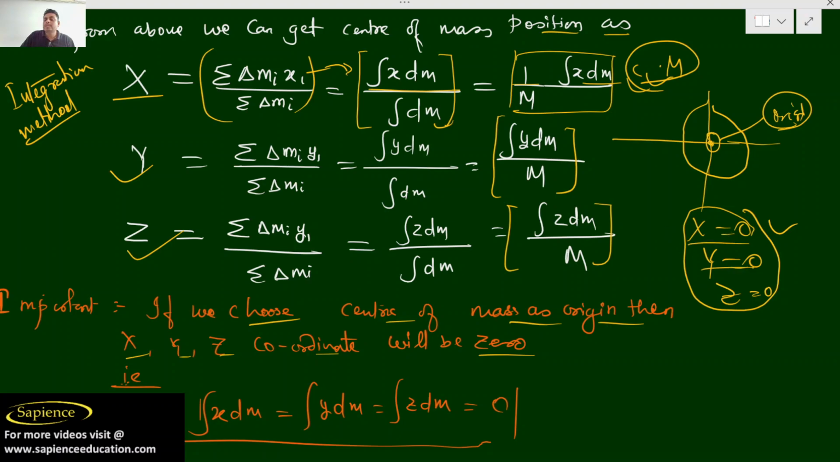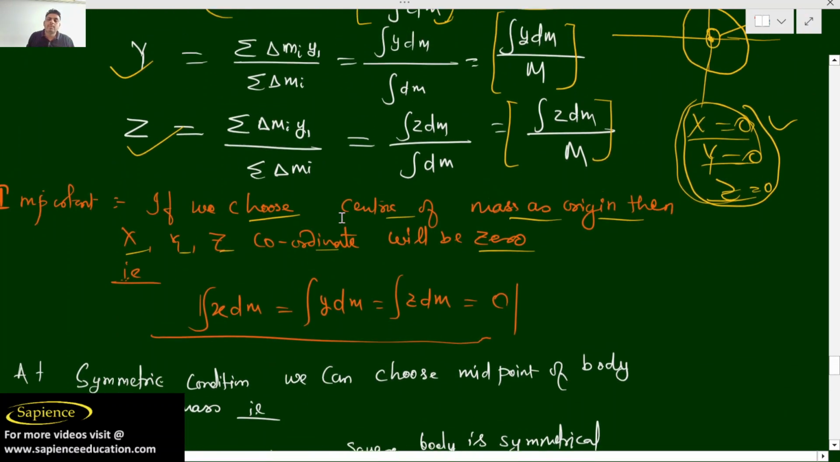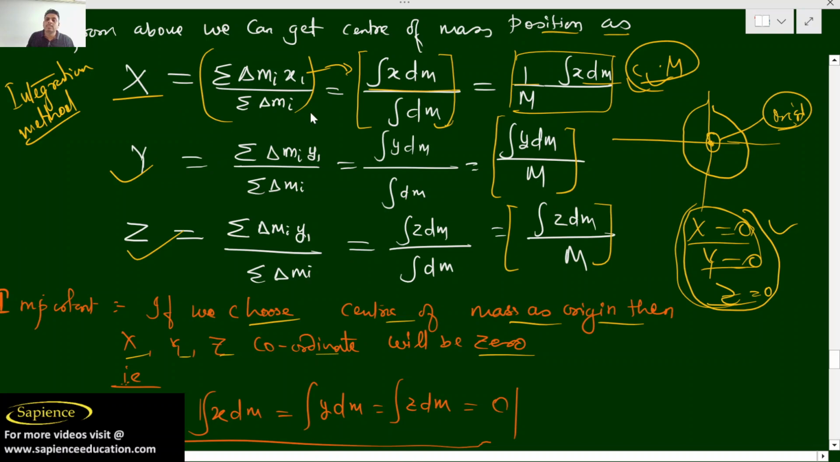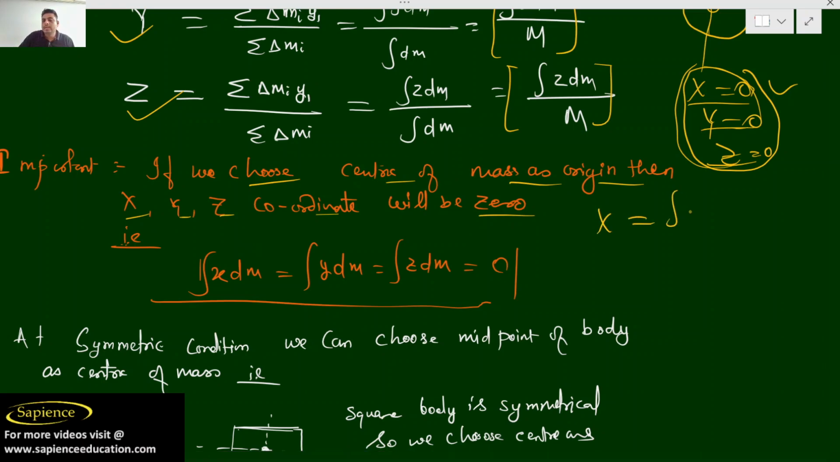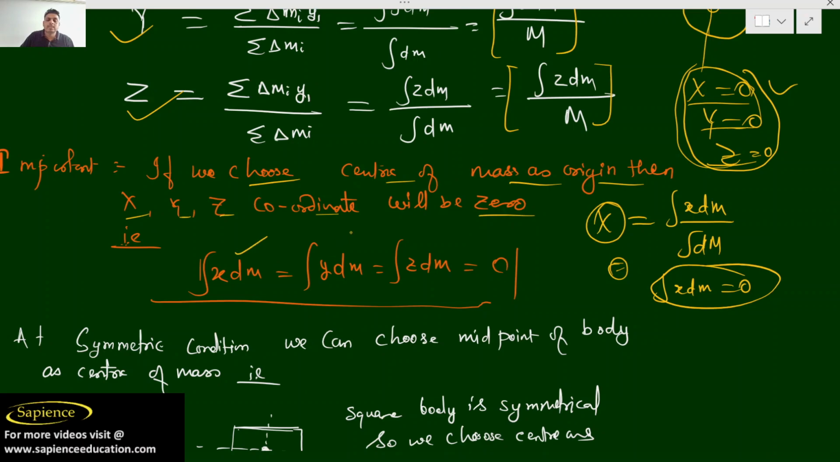So if we take all three as the origin, or 0, what will we get? Definitely, from the above formula, x is equal to the integration of x dm divided by the integration of dm. If x is equal to 0, we will get the integration of x dm is equal to 0. So the integration of x dm is equal to 0, the integration of y dm is equal to 0, and the integration of z dm is equal to 0. I hope you all have understood now.